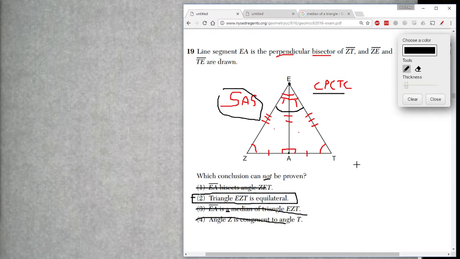And if you want, I'll give you a little drawing. Here's an example of a perpendicular bisector and two lines drawn, where it becomes pretty clear that even if that little line there is a perpendicular bisector, this is not an equilateral triangle over here. Even if this is a perpendicular bisector, obviously it's not equilateral, so this cannot necessarily be proven. I just showed a counterexample. Answer is 2. Question 19, June 2016 Regents.